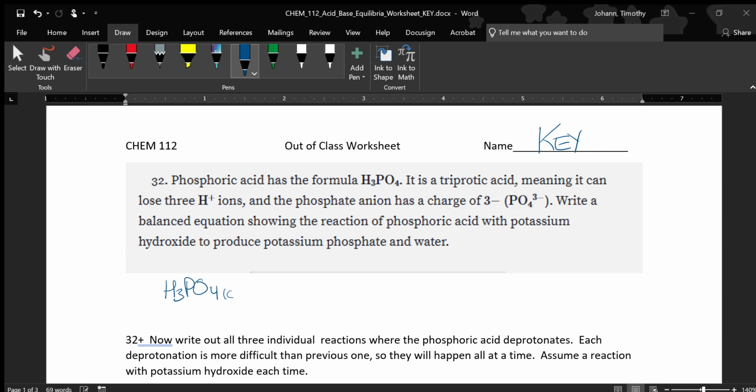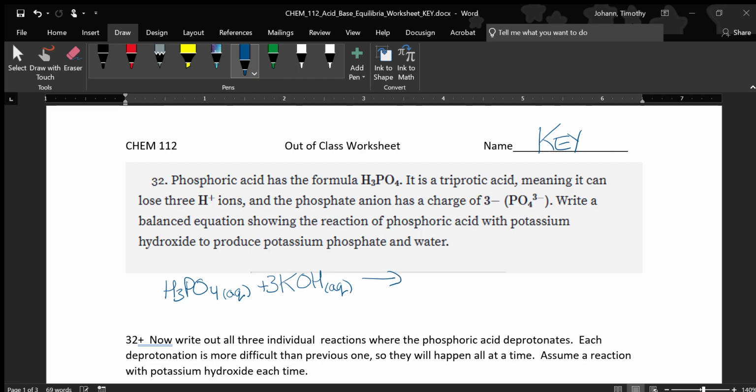So that's H3PO4, that's aqueous. This is a weak acid. It's not one of the strong acids we were supposed to memorize. It's going to react with potassium hydroxide, so KOH. And I'm going to need 3 of them, one to react with each of those protons.